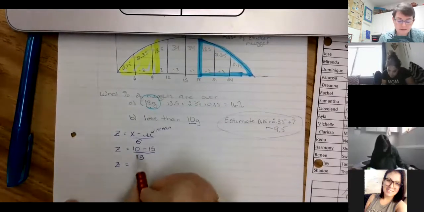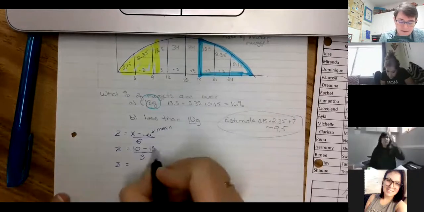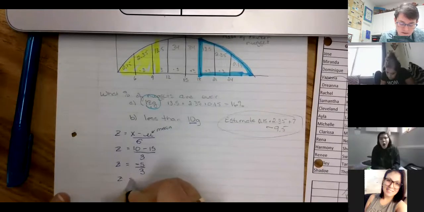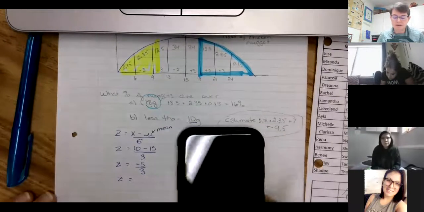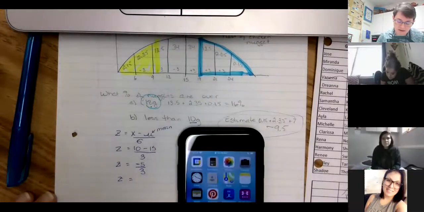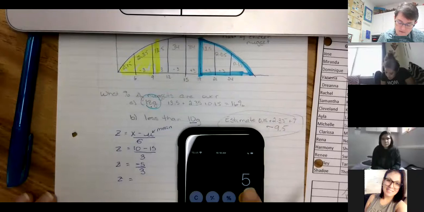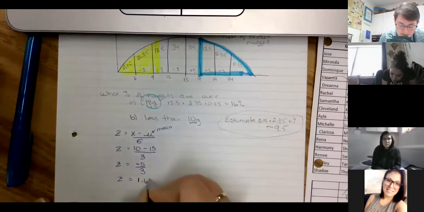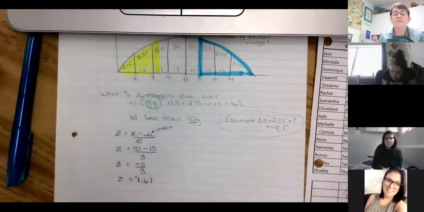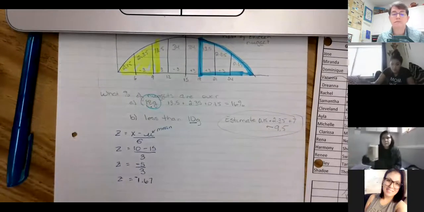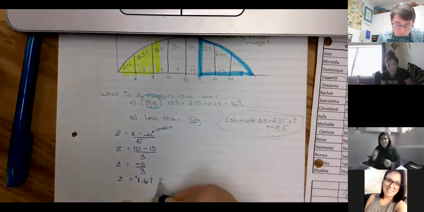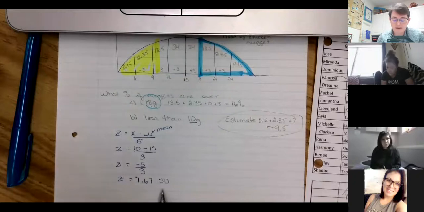Order matters on this one. So 10 minus 15 is minus 5 over 3. So my Z-score, oh, my brain's not working this morning. So sorry. 5 divided by 3, 1.6. 1.67, and it was negative. That negative is really, really, really important. And so that's my Z-score. It's not the answer, but we're on our way. And I put standard deviation there to remind me that's what that measures.